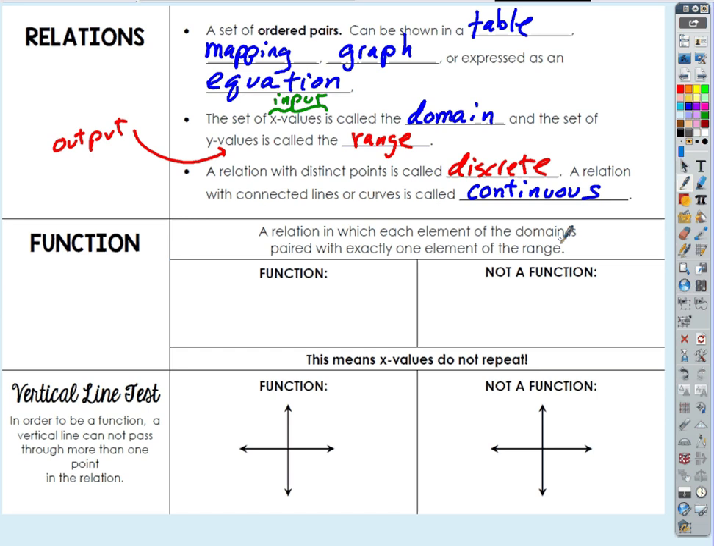So let's look at some examples of functions. We could make a set of ordered pairs, like the ordered pair 0, 1. Now what does that tell me if I have an ordered pair? What's the x value?